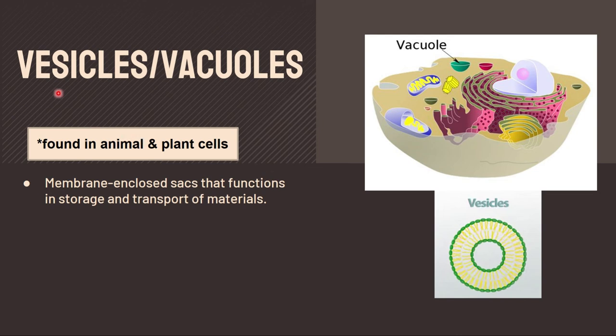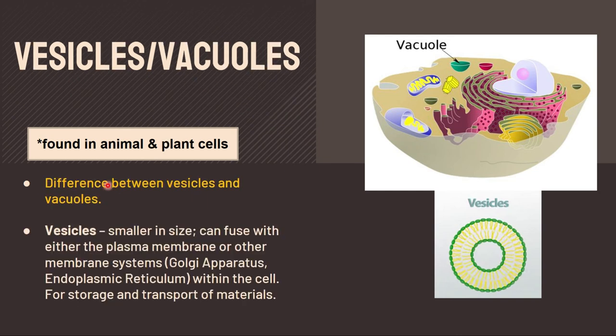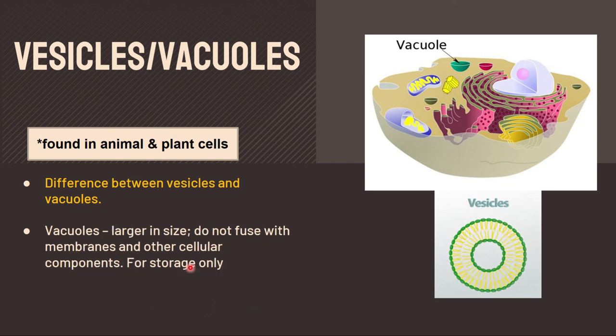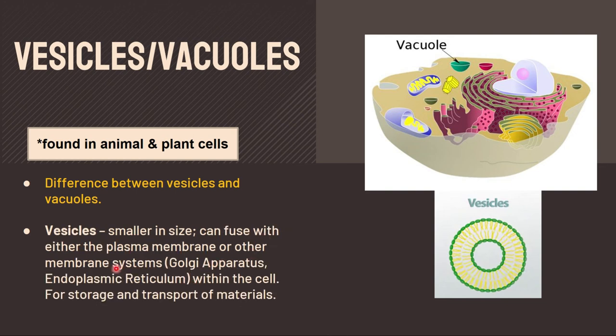Okay? So I want you to take note that vesicles and vacuoles are different, okay? So what are the differences between vesicles and vacuoles? So vesicles are smaller in size. They can fuse with the cell membrane or plasma membrane and also with other organelles like the Golgi apparatus and endoplasmic reticulum, okay? So the function of vesicles is storage and transport of materials. While vacuoles are much larger in size compared to vesicles, and they do not fuse with the membranes just like vesicles. So vesicles, as I said earlier, can fuse with membranes like the cell membrane and the membrane system of organelles, the Golgi apparatus and endoplasmic reticulum.